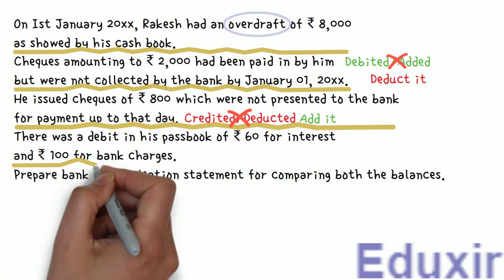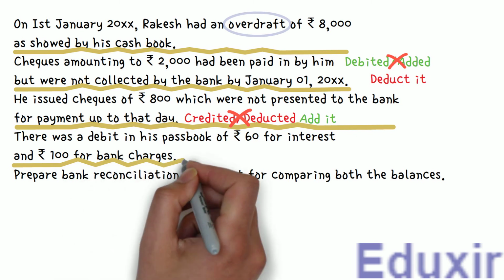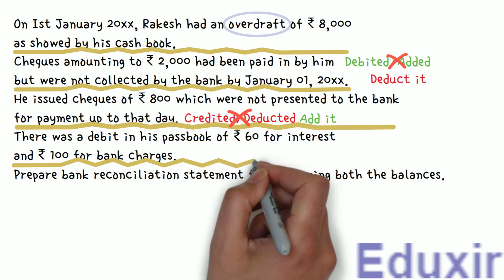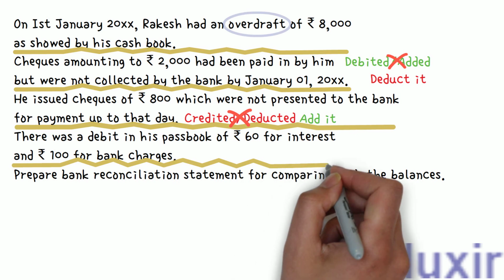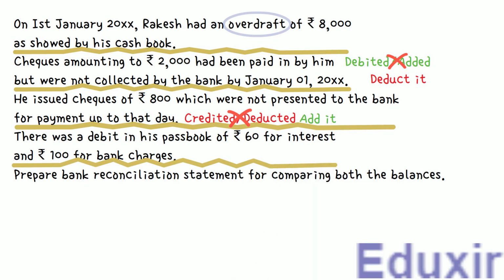Here it is specified that the bank has debited 60 rupees of interest in Kumar's passbook. It is also specified that the bank has debited 100 rupees for bank charges. Note here that the bank is not paying the interest amount. As there is an overdraft, the bank is charging the business an interest amount and will be deducting it from the bank passbook. I repeat, here the bank is not paying the interest to the business, but the business is paying the interest to the bank because the business has an overdraft balance in the bank account.